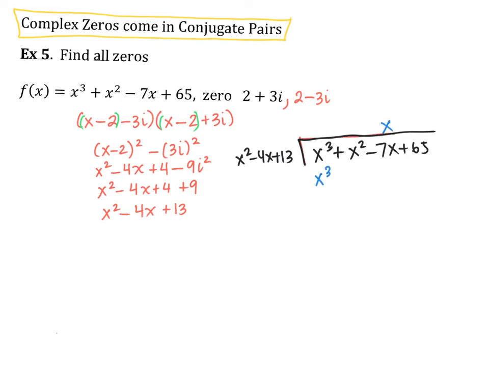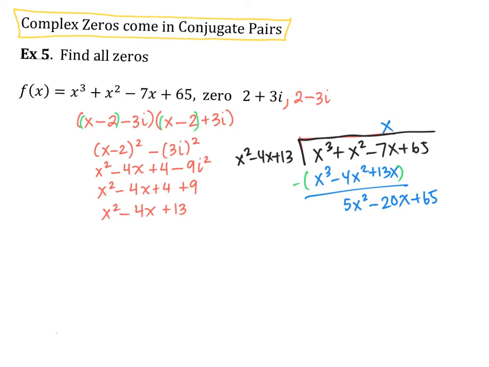x cubed minus 4x squared plus 13x. Okay, remember you are subtracting here. You don't have to mark it, but you need to remember that that's what you're doing. Let's see, those cancel. 1x squared minus negative 4, 1 plus 4 is 5x squared. Negative 7 minus 13 is negative 20x plus 65.